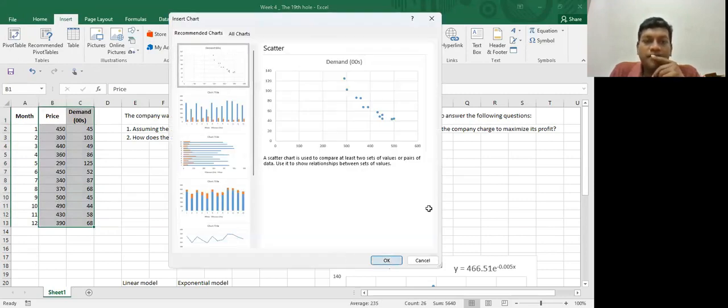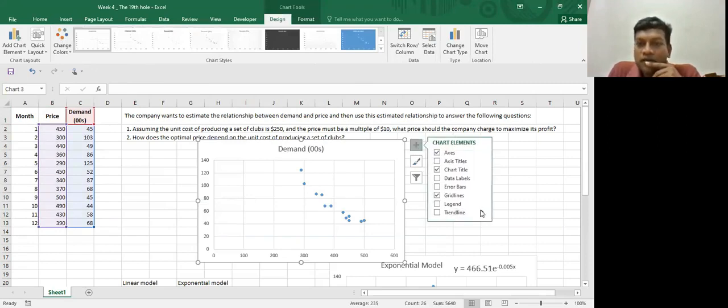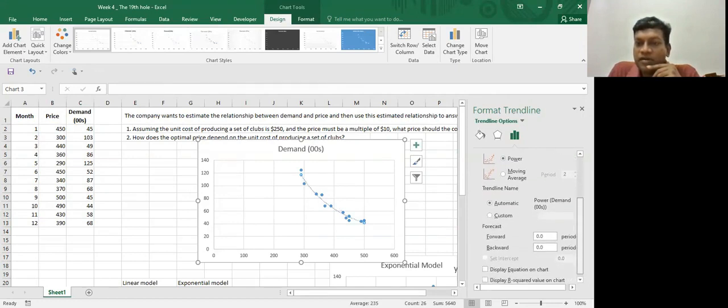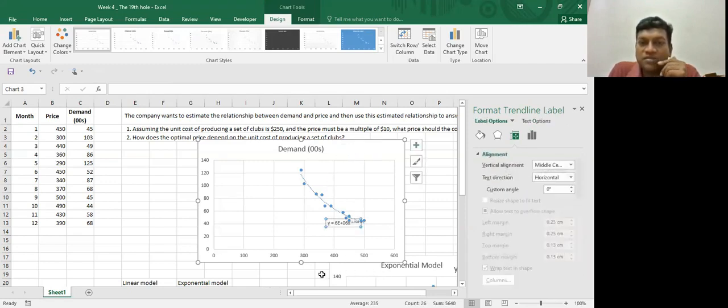Okay. And this time I go for more options, and I say power. And drag it down and ask Excel to display the equation on the chart. And drag the equation to a more convenient place.